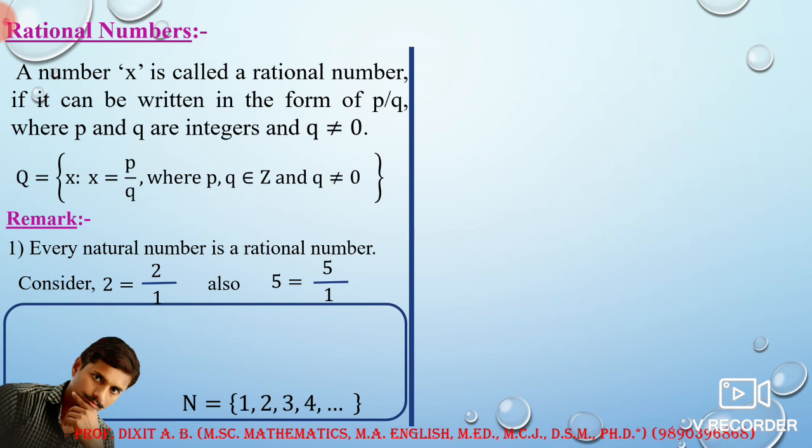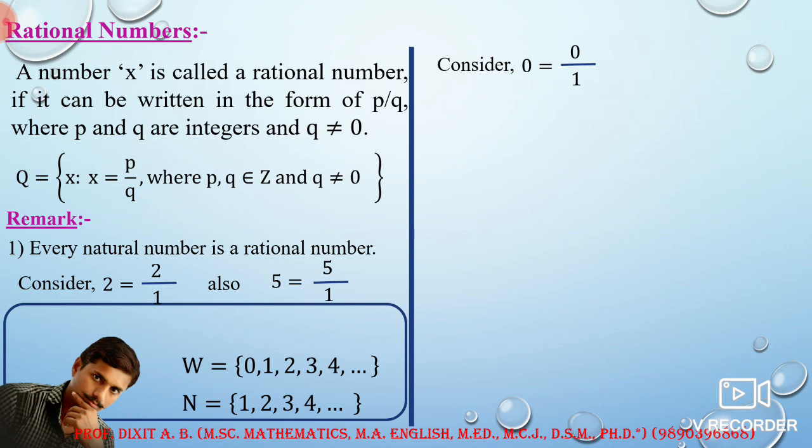Now we'll see the second remark. For that we'll see the set of whole numbers, W. W is equal to 0, 1, 2, 3, 4. Already we have checked for all natural numbers. So now we'll check for 0. Here consider 0. Can I represent 0 in the form of p upon q? Here 0 can be expressed as 0 upon 1.